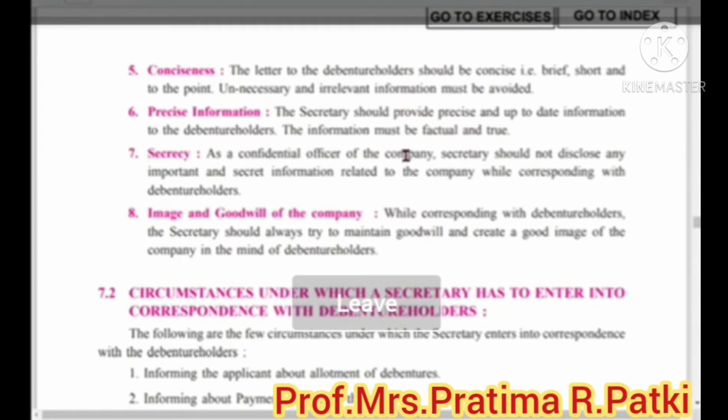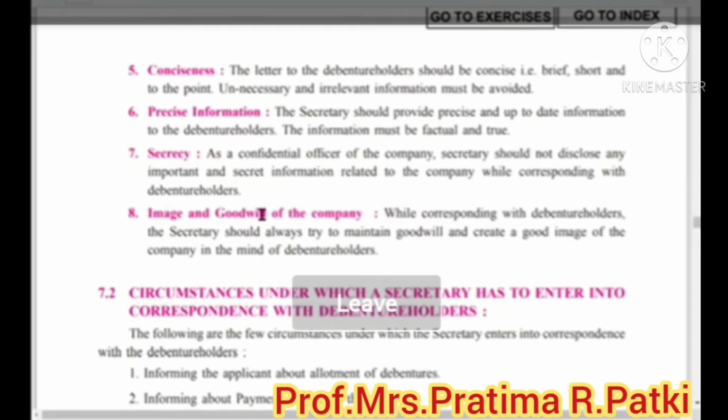As a confidential officer of the company, the secretary should not disclose any important or secret information related to the company to the debenture holders. So here he needs to write the letter in a short and to the point manner. Correct information to be given. Information about the company should be kept confidential with the company, right? Company information should be kept confidential and need not be told to the debenture holders.